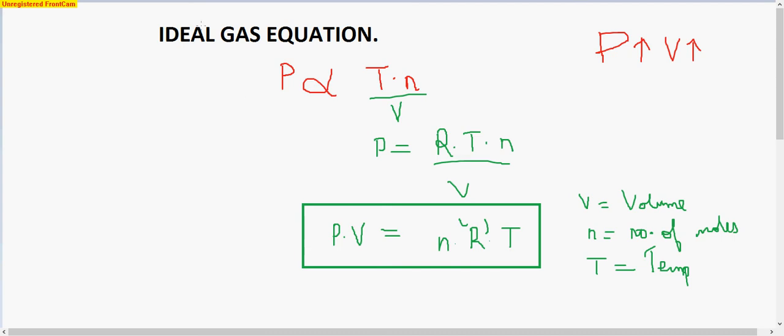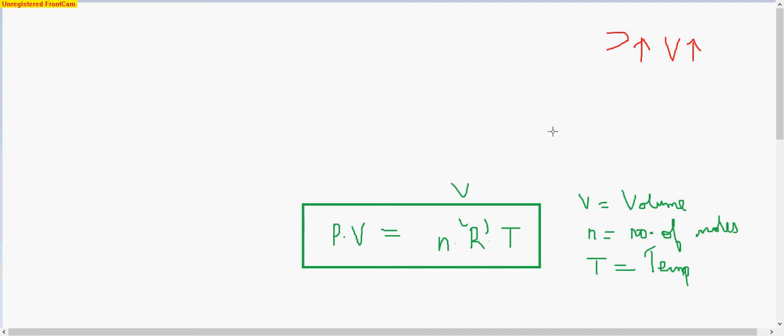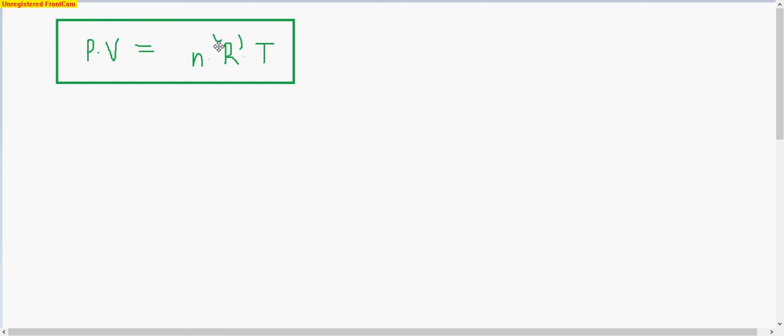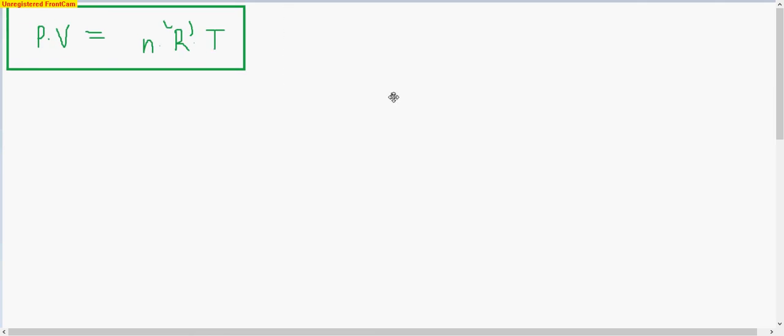Now this is the ideal gas equation. Is this equation applicable to all kinds of fluids or even solids? No, it's not applicable to them. The ideal gas equation is only applicable to ideal gases.